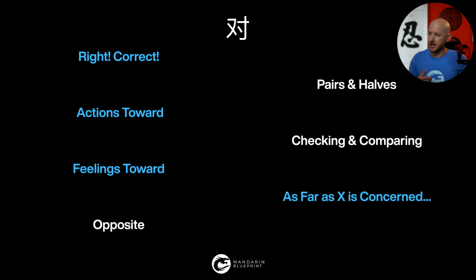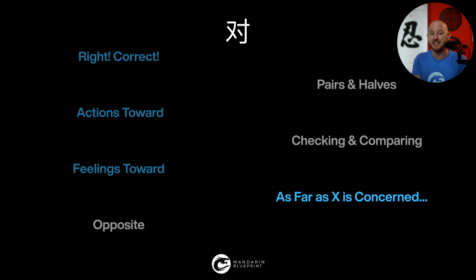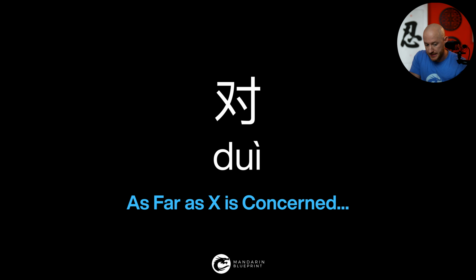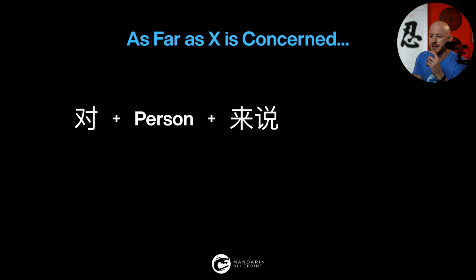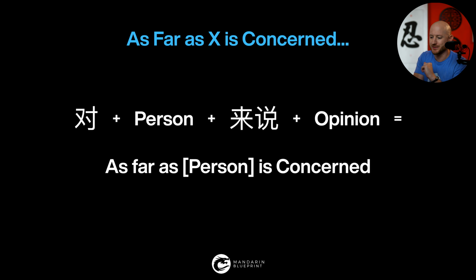Now, we've talked about these many different usages, and I want to end with one that I think is really useful in day-to-day life, which is to get across the idea, well, as far as X is concerned, so let's get into it. 对 plus a person, usually it's a person, 来说 plus an opinion. As far as person is concerned, this opinion, right?